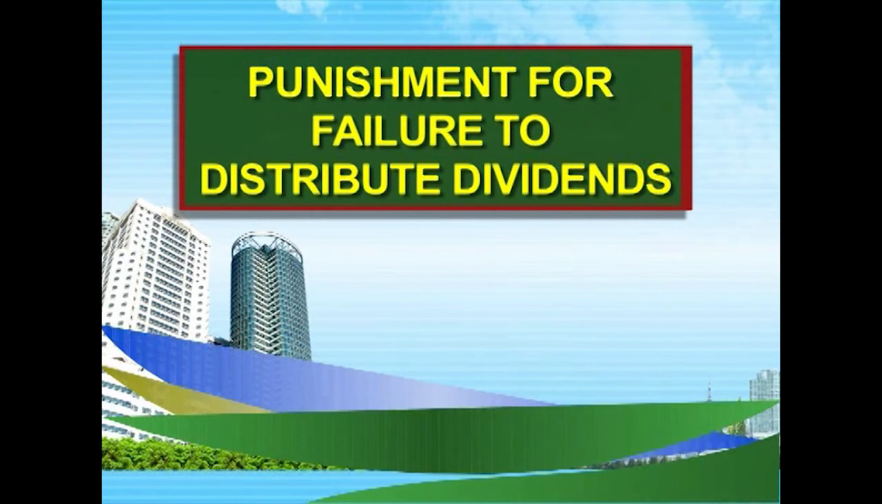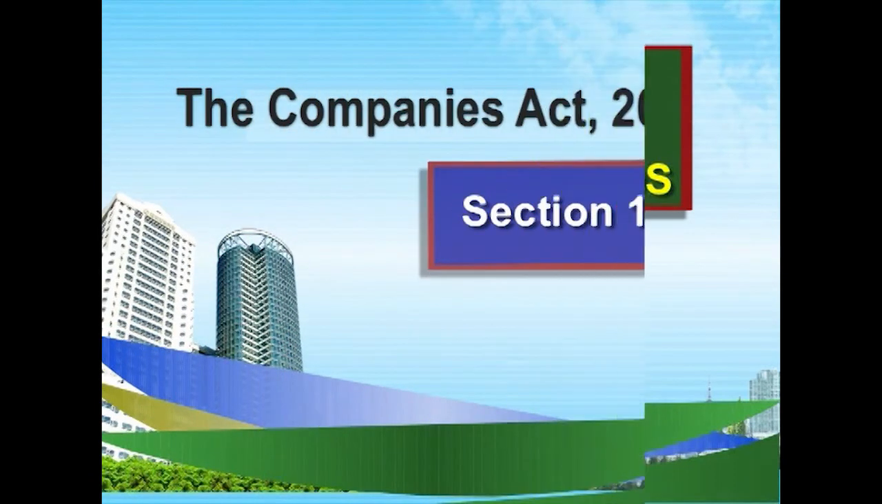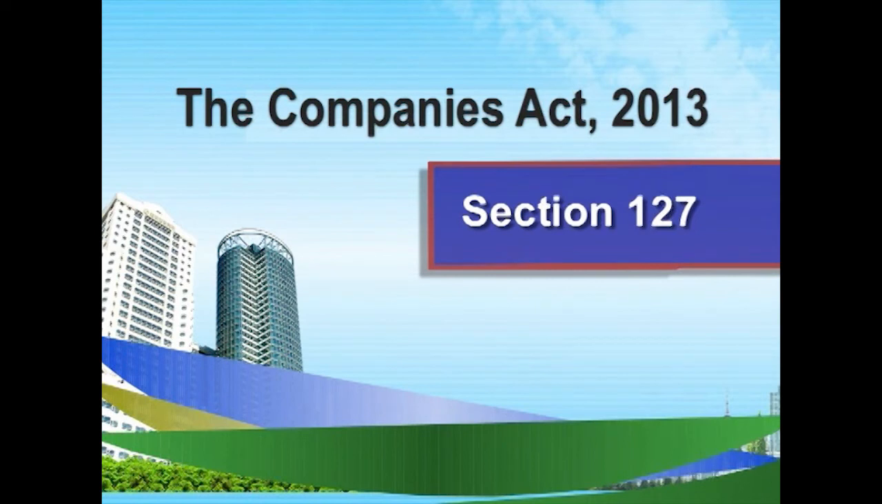Punishment for failure to distribute dividends. According to Section 127 of the Act, where a dividend has been declared by a company but has not been paid, or dividend warrants not posted within 30 days from the date of declaration to any entitled shareholder, every director who is knowingly a party to the default is punishable with imprisonment extending to 2 years and with fine not less than 1,000 rupees for every continuing day of default. The company is liable to pay simple interest at the rate of 18% per annum for the period of default.